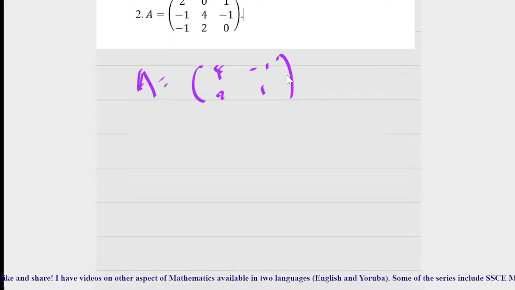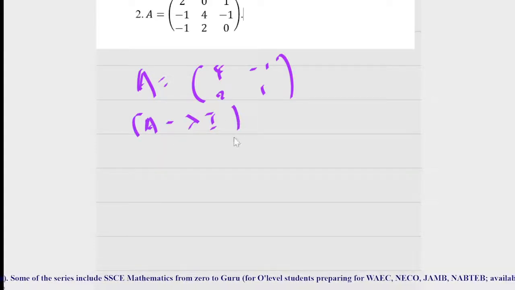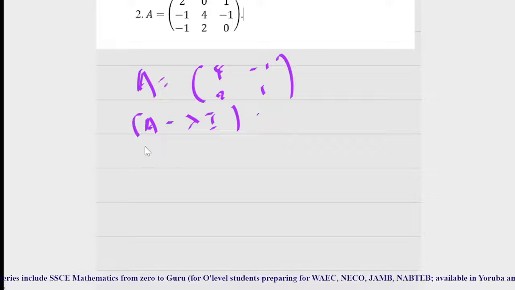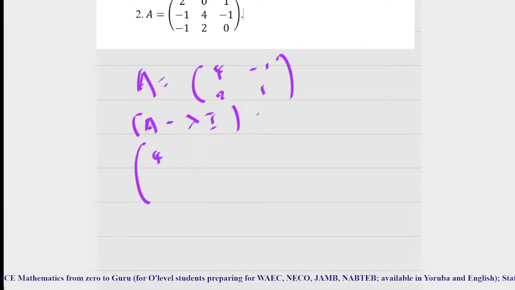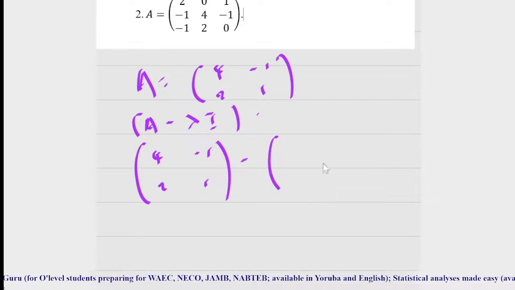Since we cannot obtain the characteristic roots and the characteristic vector without finding the characteristic matrix, let us find the characteristic matrix. Don't forget, your characteristic matrix is A minus lambda I. You understand now? Then if you substitute it, I'm going to have 4 minus 1, 2, 1 minus what?